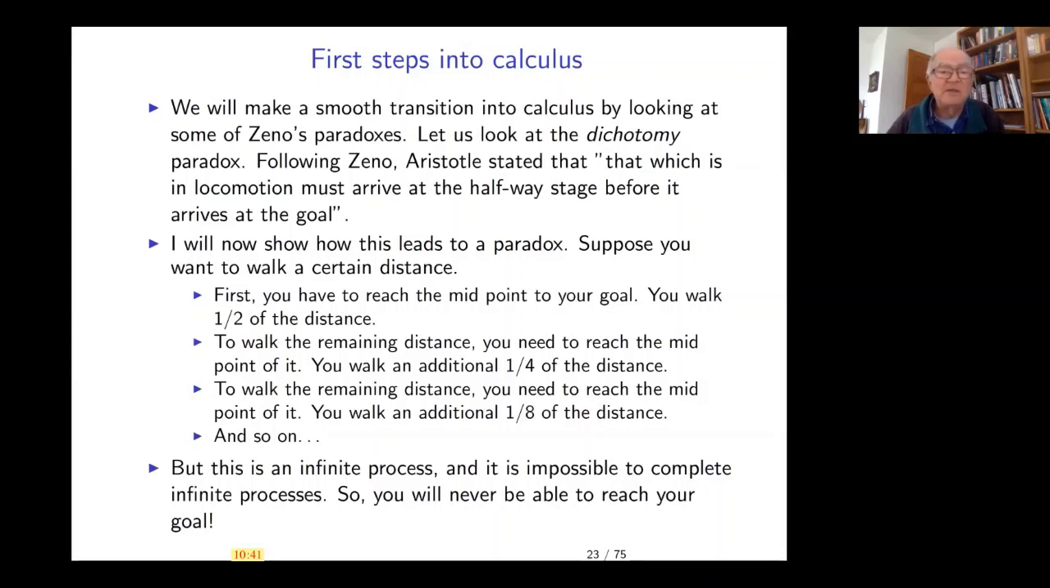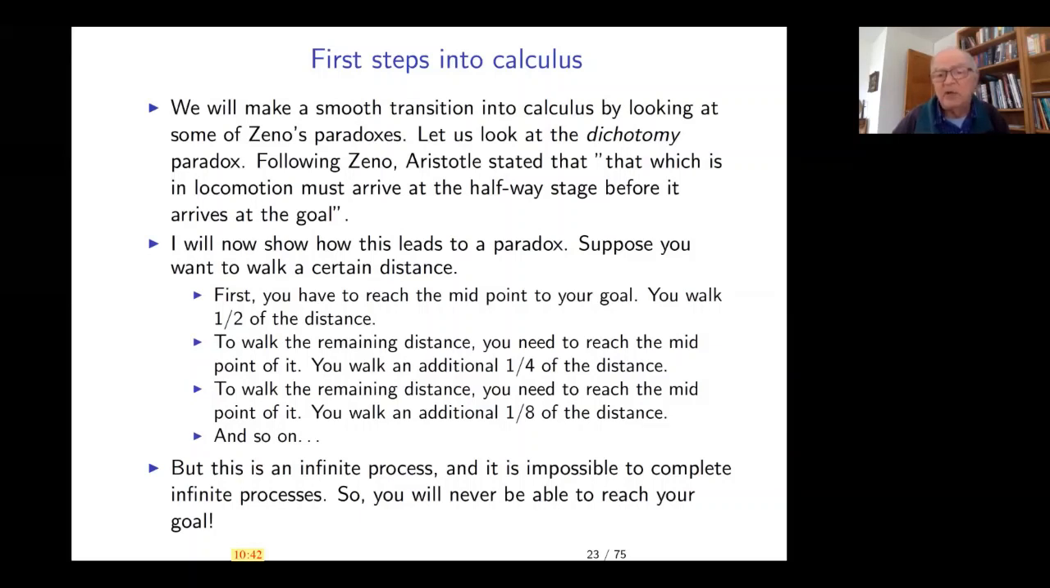So let's assume that you have to reach a goal. So first, you have to reach the midpoint to your goal. So your intermediary goal is now to reach this midpoint. But to reach the midpoint, you first have to reach the midpoint to that one, which is at 1/4 of the distance. So that's fine.